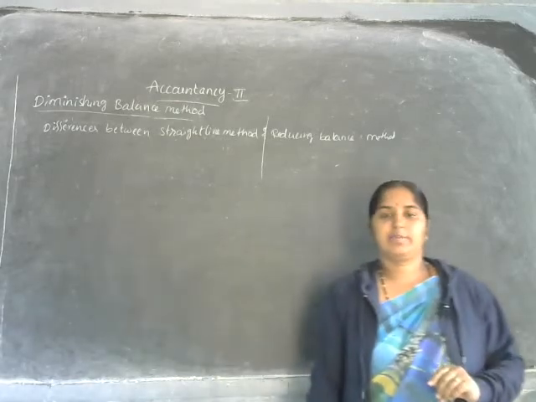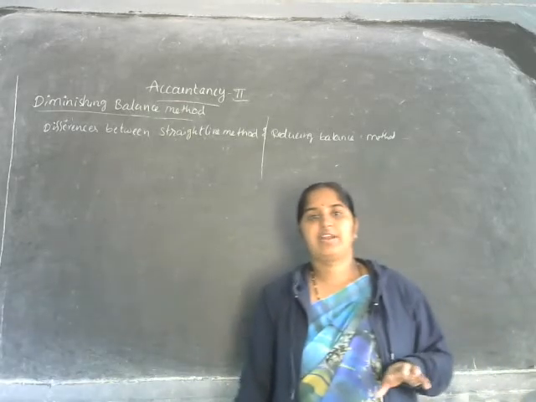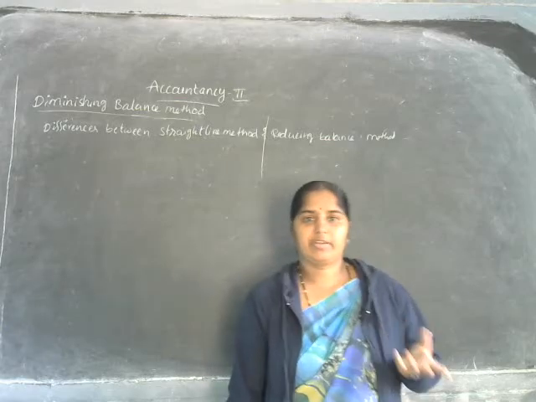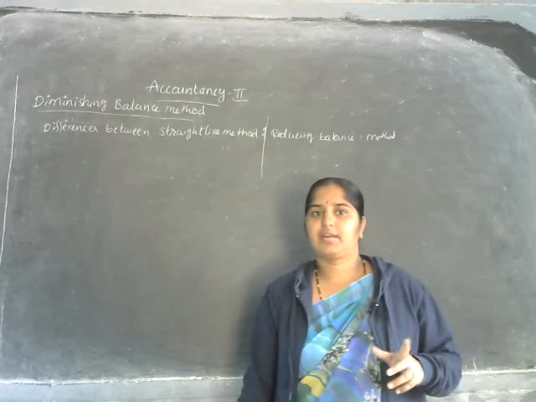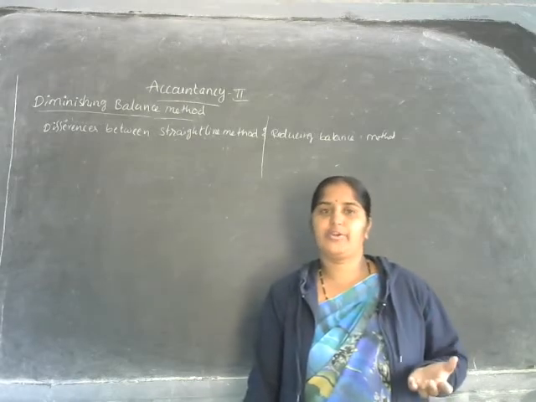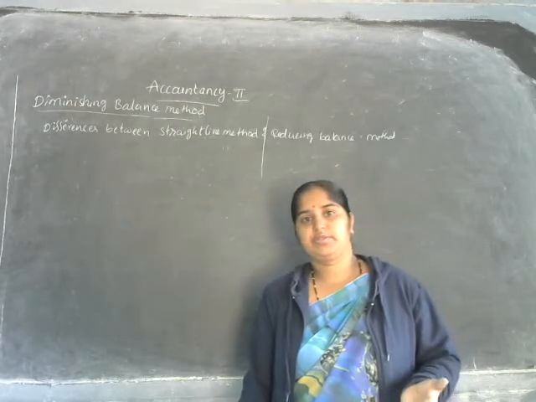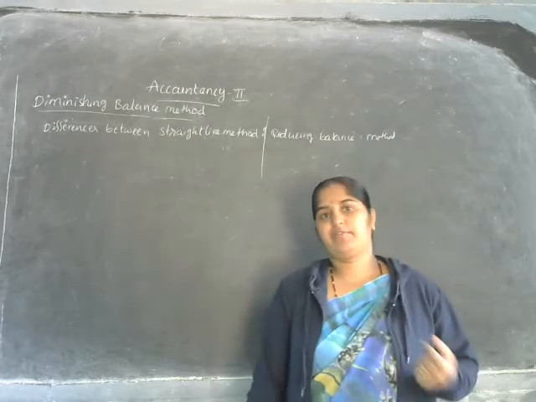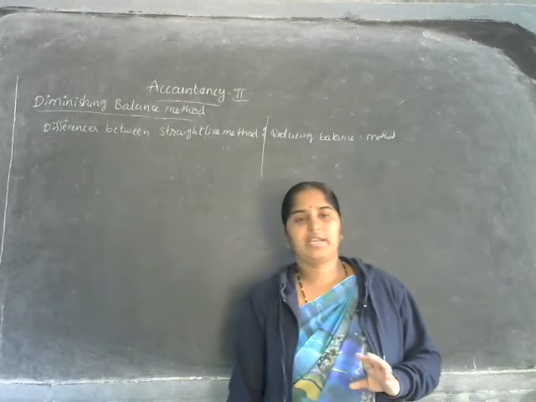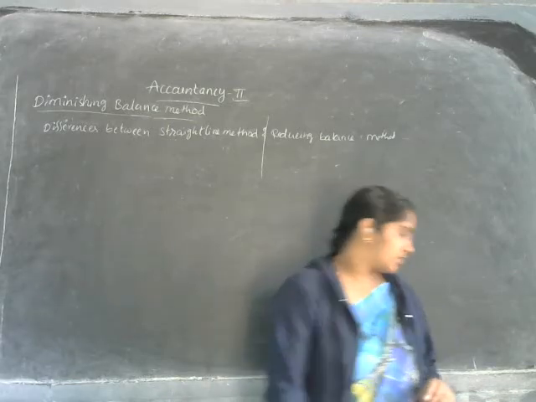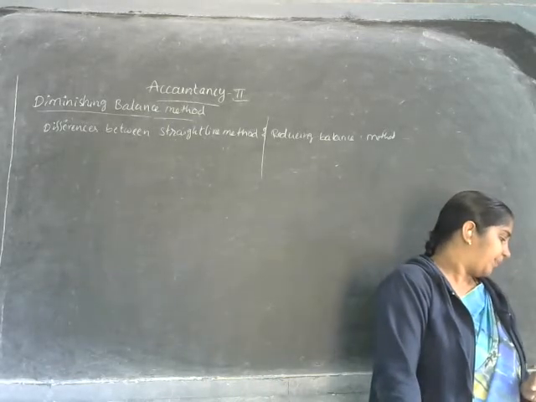But in the case of the diminishing balance method, the depreciation we transfer to the profit and loss account is not equal at all. It is not the same every year, because every year depreciation changes and keeps reducing. That value only is transferred to the profit and loss account. So there is no equal amount. Next one.